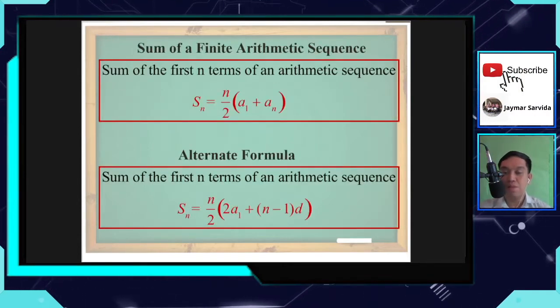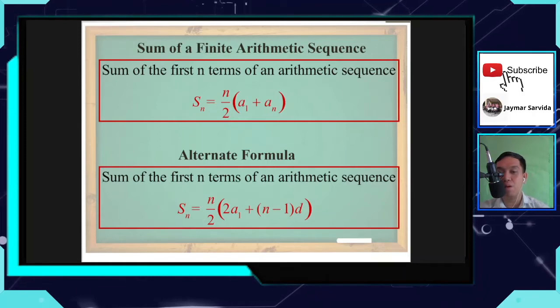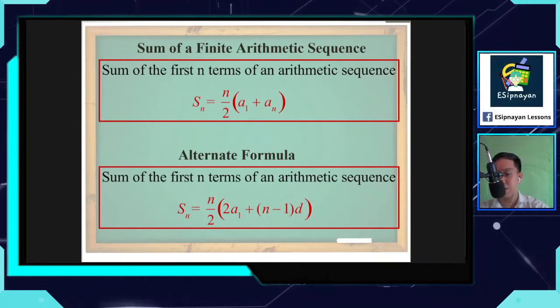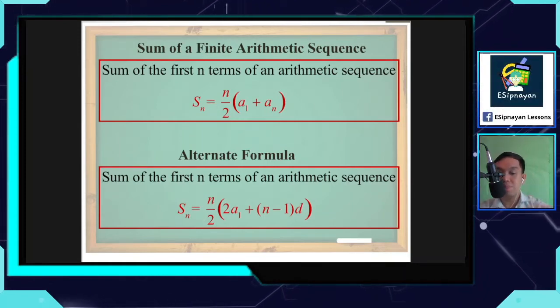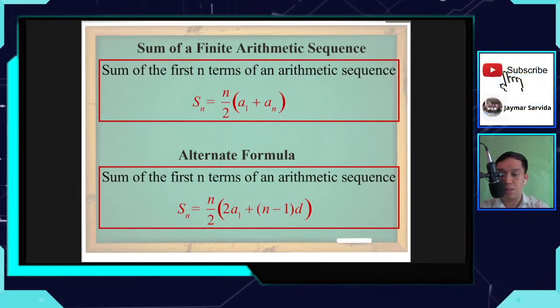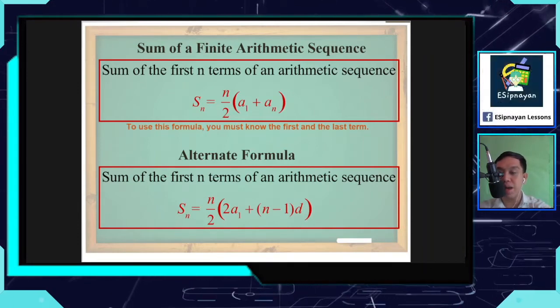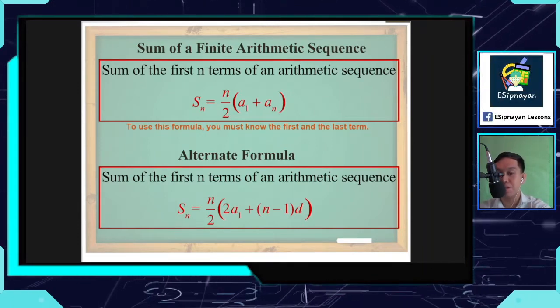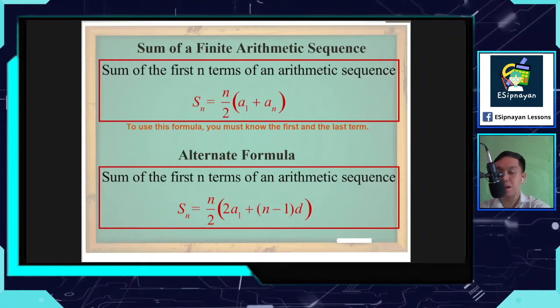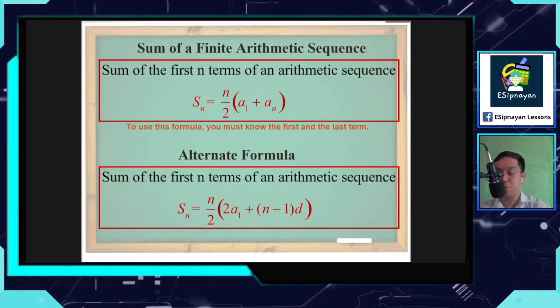So we have a formula here to find the sum of a finite arithmetic sequence. Sum of the first n terms of an arithmetic sequence is equal to S sub n equals n over 2 times the quantity of a sub 1 plus a sub n. To use this formula, you must know the first term and the last term. So dapat may first term at saka last term ka para magamit mo ang first formula natin.